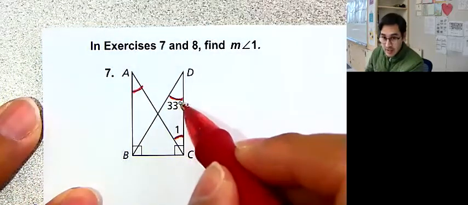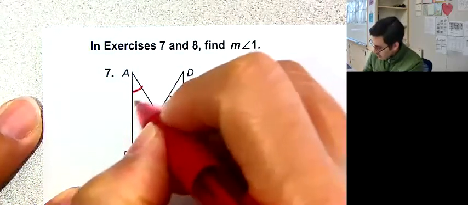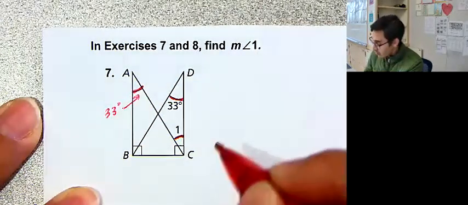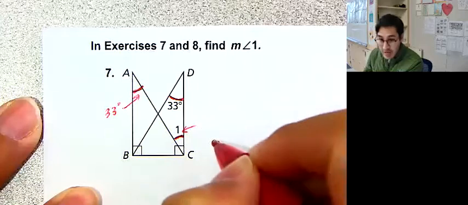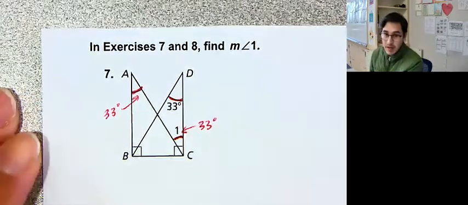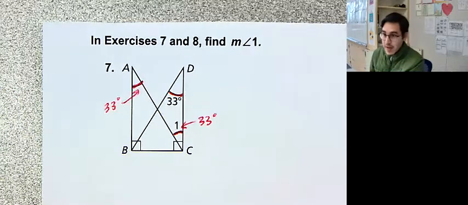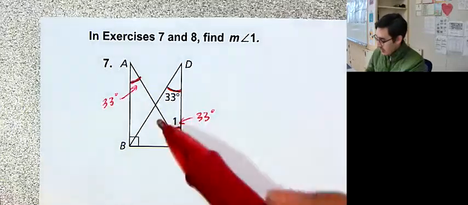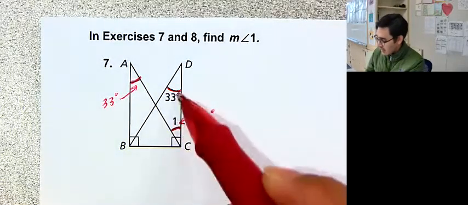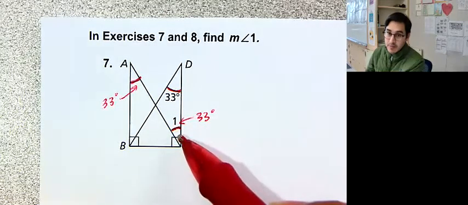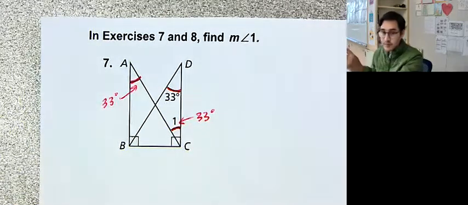So since angle D is 33 degrees, that would mean that angle A is 33 degrees as well, and that would mean angle 1 is also 33 degrees, right? It really doesn't get any simpler than that. My problem was that I was just overthinking it, and I wasn't even looking at the fact that these 2 angles had matching marks, so they would have to have matching measures as well.